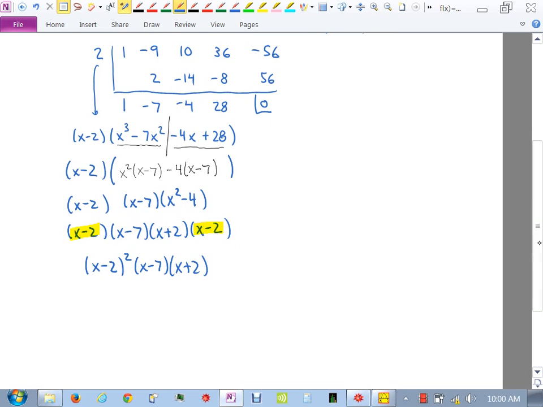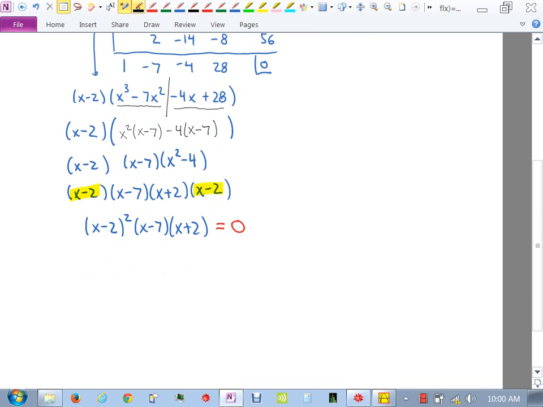That's completely factored. Now, going back to the original problem, I was supposed to set this equal to 0, wasn't I? So I'm just going to throw equal 0 on the end of this. What are my x-intercepts? 2, 7. Whoa, that's not a 7. 7 and -2. What will I do at positive 2? Bounce, because the power's even. The others are odd, so cross.